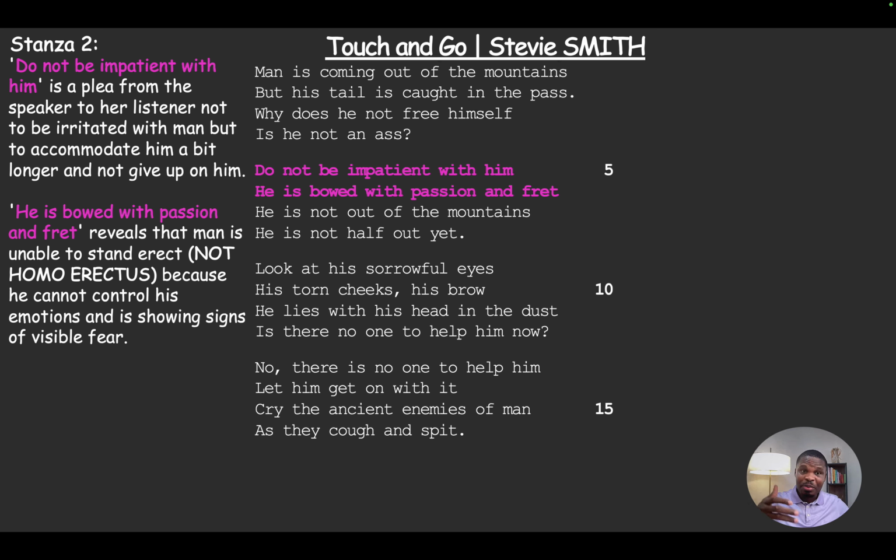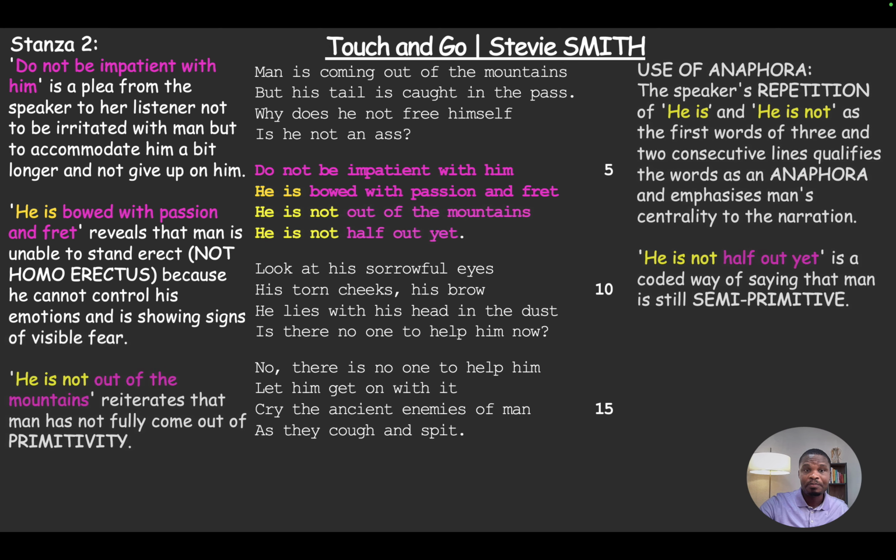Then the second part, which is fret, is an allusion to man showing physical or visible signs of fear. So there is a palpable appearance of fear in man. So those are the two things that bow man. So his emotions, and then his lack of control of his emotions, and then the visible expressions of fear.